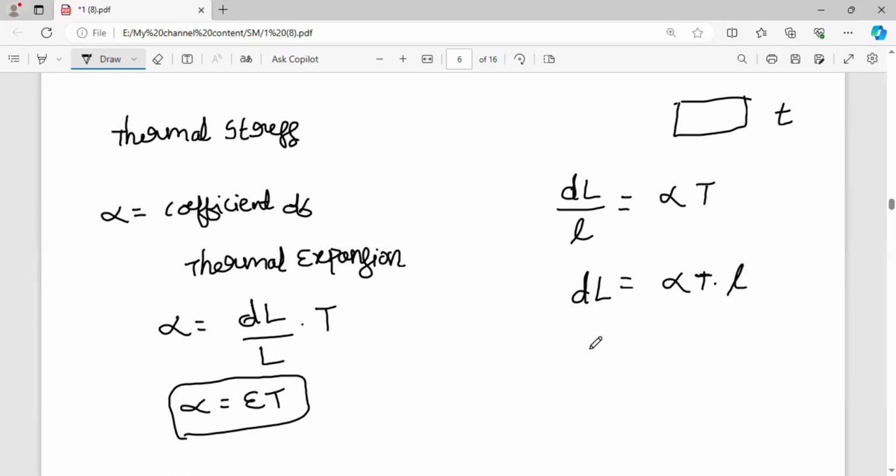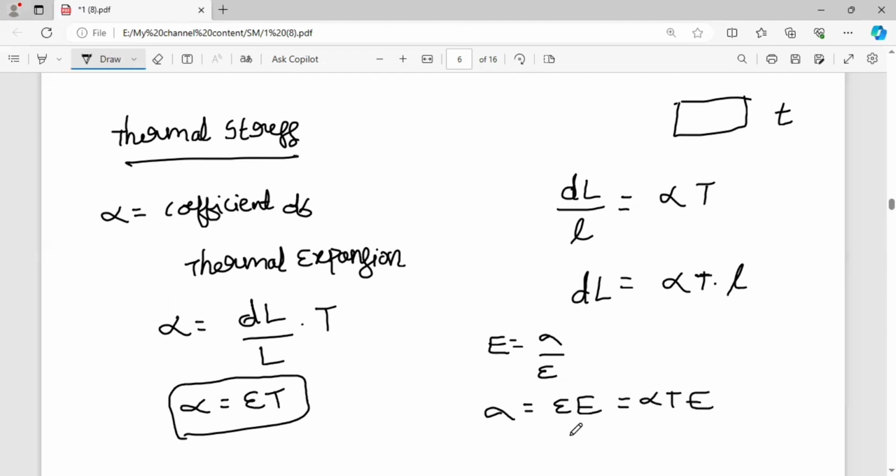So how can you calculate the stress? What is the relation between stress and strain for thermal stresses? You know Young's modulus equal to stress by strain. So the stress equal to strain into Young's modulus. What is the strain? dl by L means alpha T. So the total stress equal to alpha into T into E, where E is the Young's modulus. Stress can be calculated with the coefficient of thermal expansion into temperature into Young's modulus E.